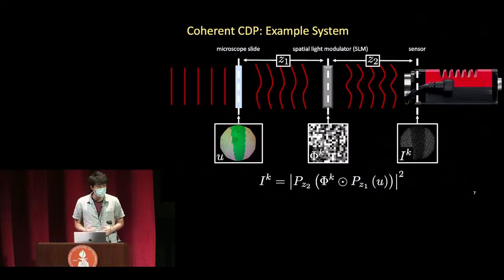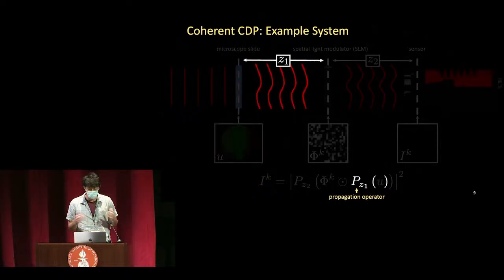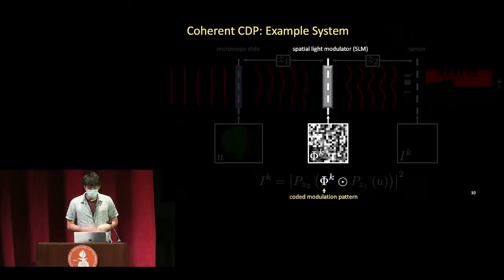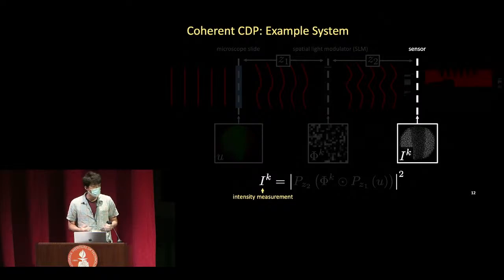This is all governed by an image formation model that consists of a number of parts. First, we start with the complex field leaving the sample, represented by this vector u. We apply a linear operator to propagate the field a distance z1 from the sample plane to the SLM plane, and multiply the field entry-wise by this SLM pattern. We then apply another propagation operator, mapping the field from the SLM to the sensor, and take the squared amplitude of the field at the sensor to produce our intensity image.